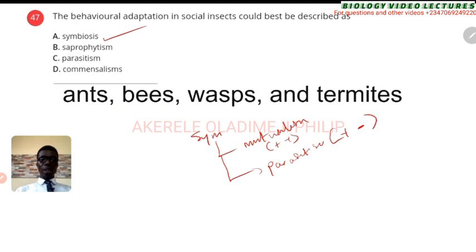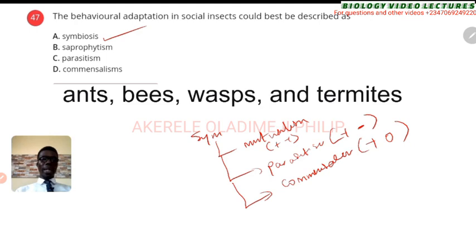Then we have what we call commensalism, which means one is gaining, the other one is not gaining or losing, plus and zero. So symbiosis simply means togetherness, but doesn't say whether one is benefiting or one is losing. But in this option, the best option there will be symbiosis. All right.